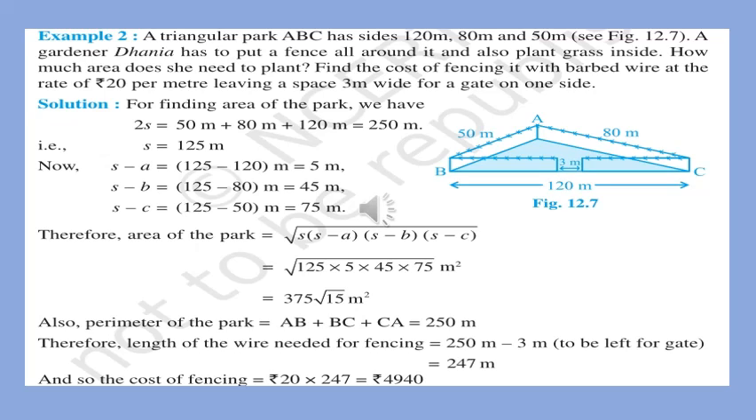And now the rate is given as rupees 20 per meter. So what we have to do? We have to multiply this rate by the total length of the wire. So the answer is rupees 4940.